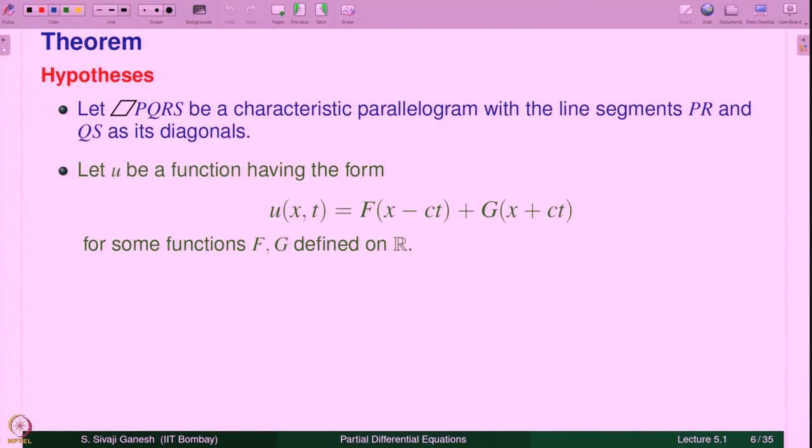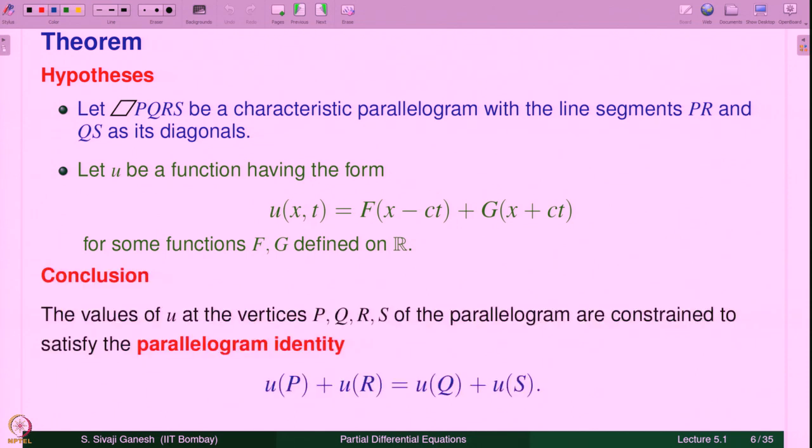Let u be a function having this form, u of x t is equal to f of x minus c t plus g of x plus c t for some functions f, g defined on R. So, no assumptions on f and g. All we need is that f and g are just functions defined on R, then this automatically defines a function on R 2, u of x t for x t belongs to R 2. The conclusion is that the values of u at the vertices PQRS of the characteristic parallelogram satisfy the parallelogram identity: u of p plus u of r equal to u of q plus u of s.